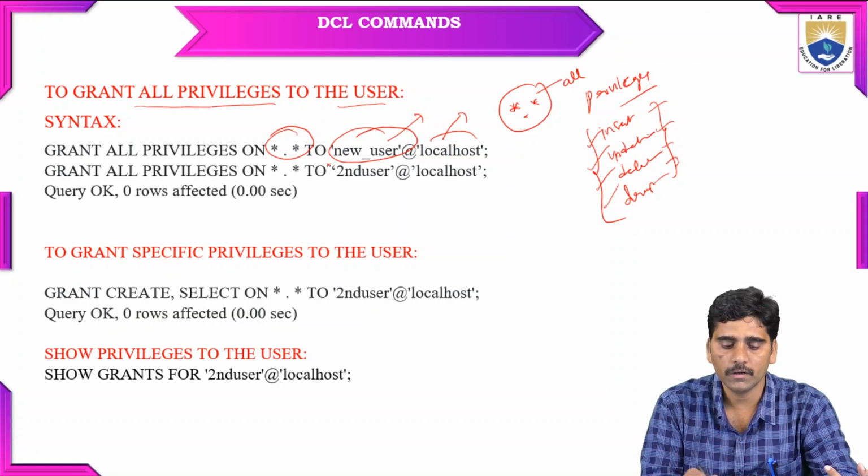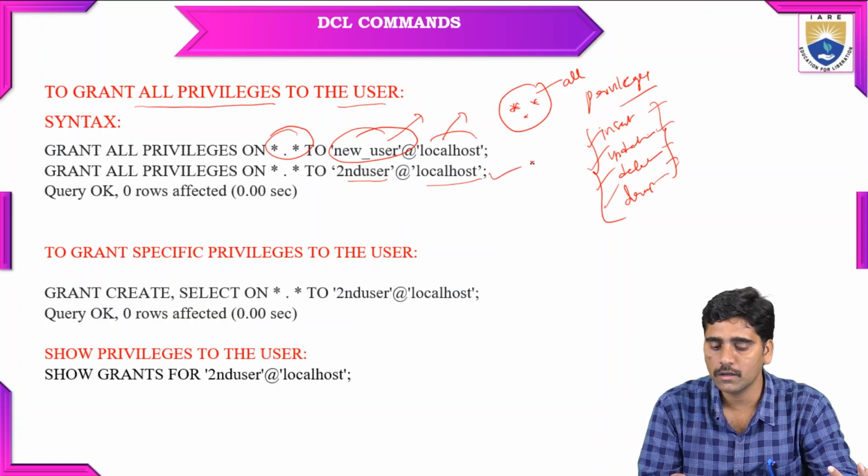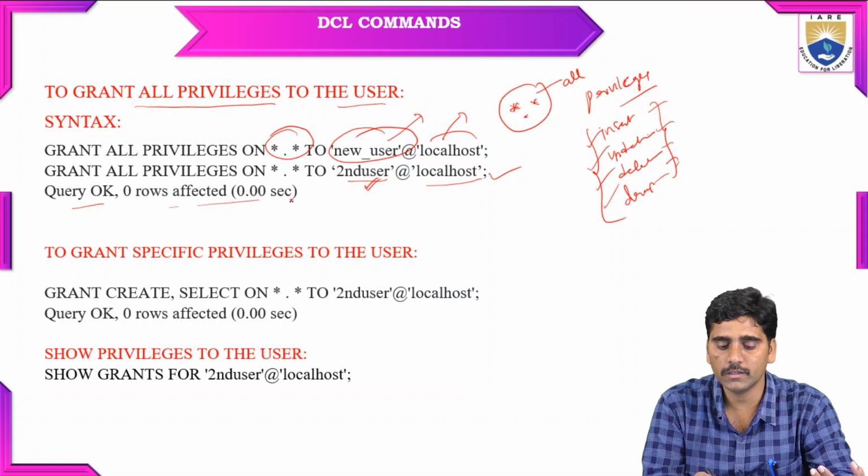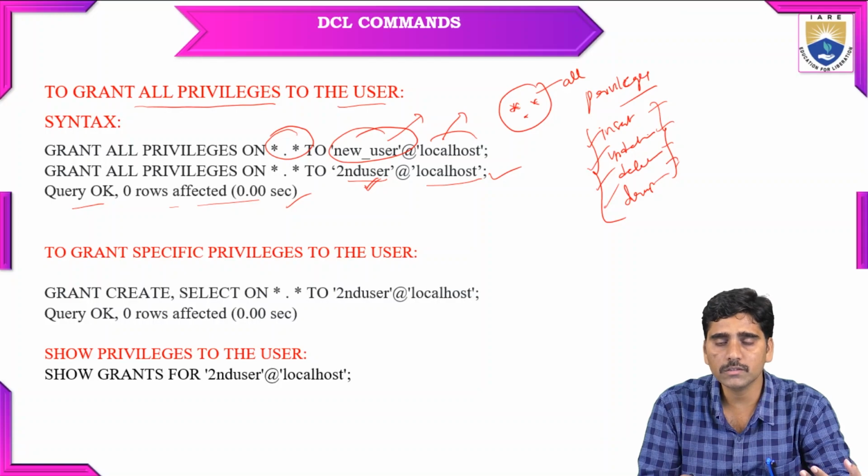Now I am giving the syntax here: grant all privileges on star dot star to second user at the rate localhost. That means I am giving access of all the privileges to the second user who is identified by localhost. After executing this command, it displays 0 rows affected, and this query is executed within 0.00 seconds. So now the query is executed and displays the privileges also.